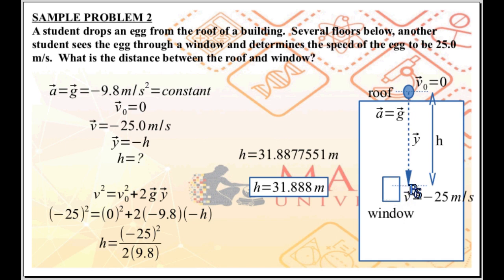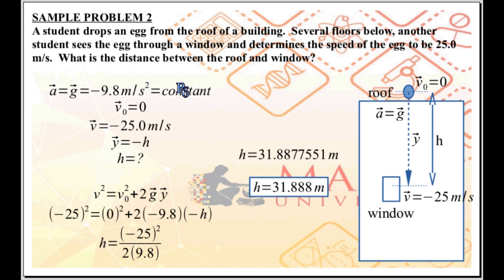There is another student and he sees the egg, determines the speed of the egg to be 25 meters per second. The egg is still moving downward, so at this point, the velocity of the egg is negative 25 meters per second. Let that be the final velocity V. Now, the object travels distance Y downward, so displacement Y. The distance between the window and the roof, let that be h. Y is equal to negative h because Y is downward. H is length, H is the magnitude of Y, so Y is equal to negative h, and we are looking for h.